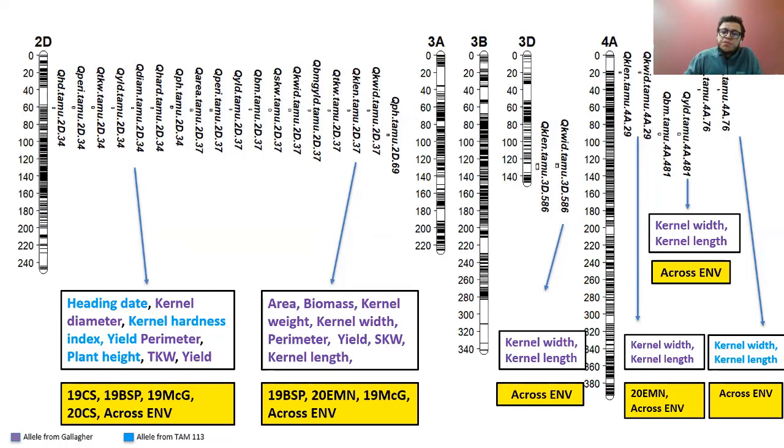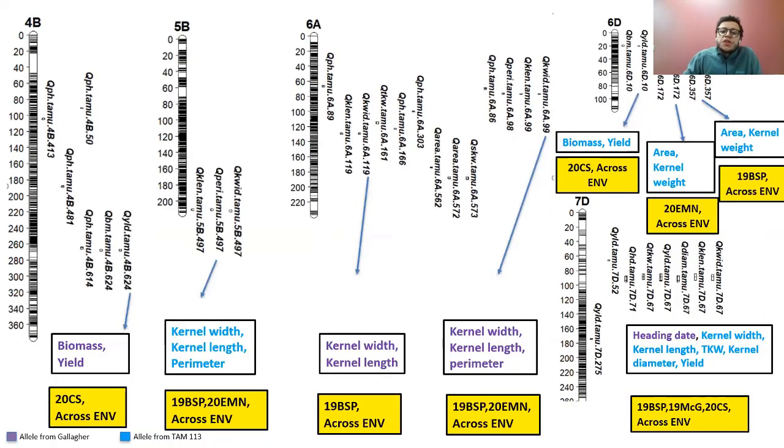This QTL is detected in multiple environments, 19 BSP, 20 EMN, 19 McGregor, and also across environment. On that page, the QTL region on 5B is associated with kernel width, kernel length, and perimeter, and it was also detected in multiple environments, 2019 BSP, 20 EMN, and across environment. The donor parent TAM113 gave the favorable allele for those traits.